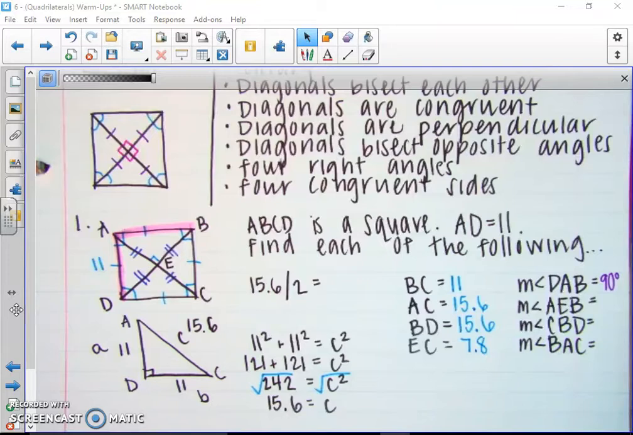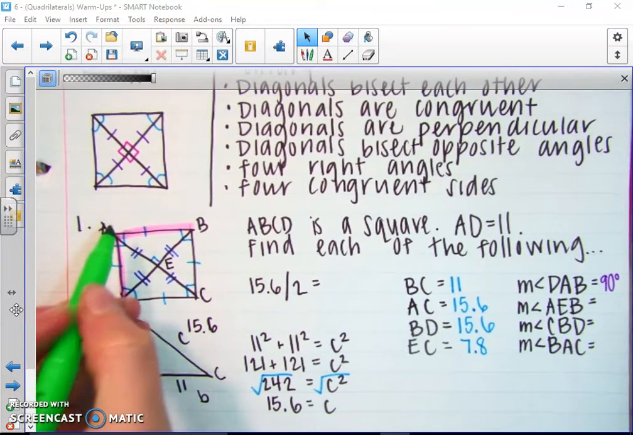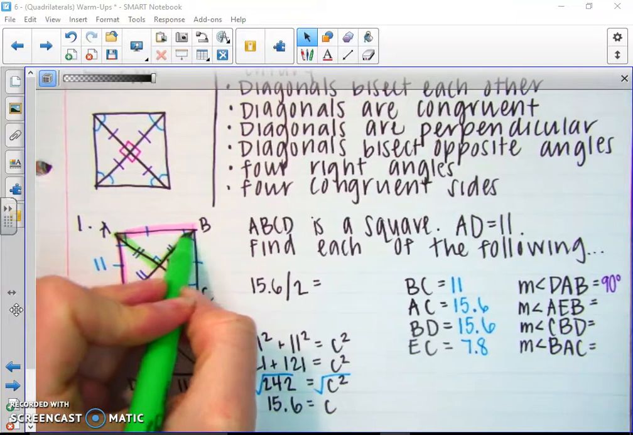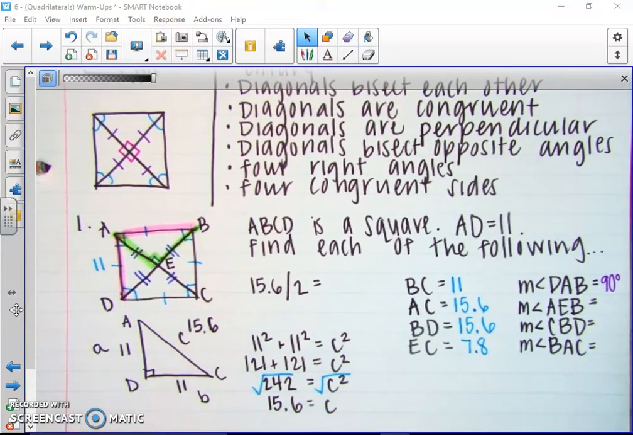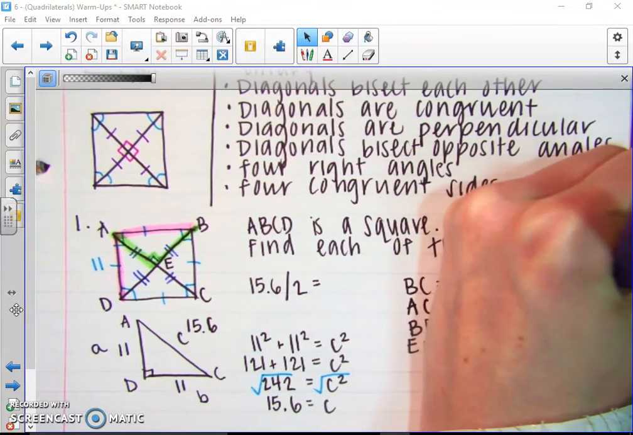Okay, then they want AEB. So AEB, this angle. Well, that's where the diagonals bisect, and they bisect at a right angle. So that's also going to be 90 degrees.